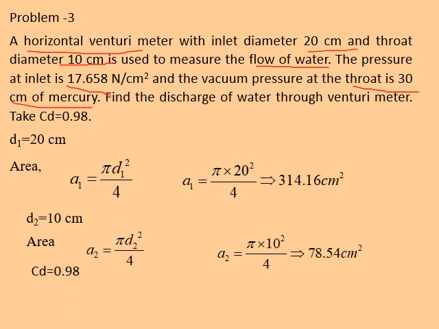Coefficient of discharge 0.98. Pressure at point 1, 17.658 Newton per centimeter square. So now convert that into Newton per meter square by multiplying with 10 to the power 4. Now H is equal to P1 by rho G minus P2 by rho G.